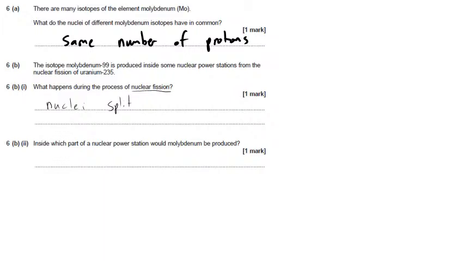The next part of the question says, inside which part of a nuclear power station would molybdenum be produced? Well, it says the isotope molybdenum-99 is produced inside some power stations from the fission of uranium-235. So it's really asking where does the fission happen, and this is in the nuclear reactor, or the reactor core.